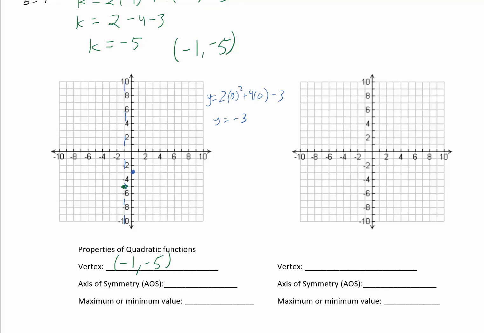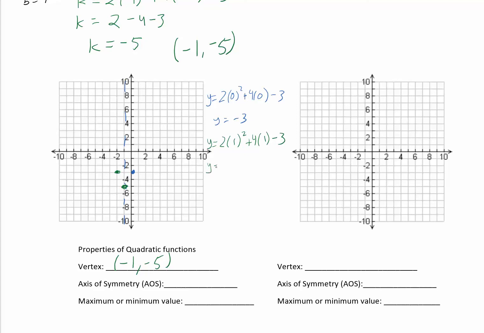So then if I do my reflection point, I can go 1 over from the axis of symmetry. So another 1 over. All right, I'm also going to plug in one more point. I'm going to try to see what I get when I plug in 1 for x. So I get y equals 2 times 1 squared plus 4 times 1 minus 3.